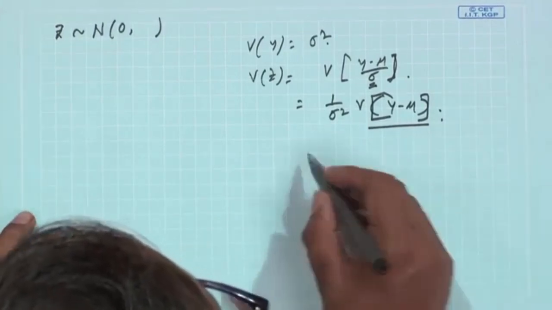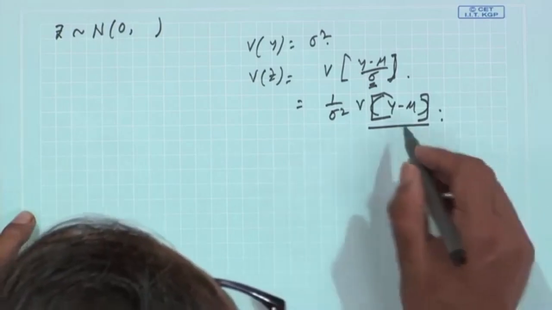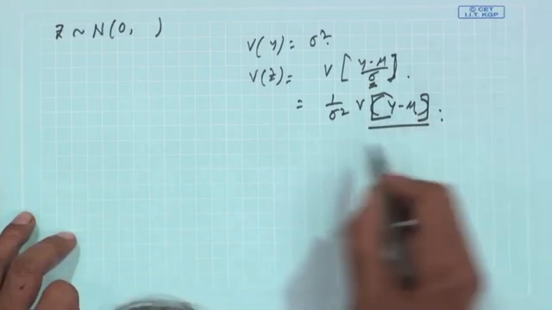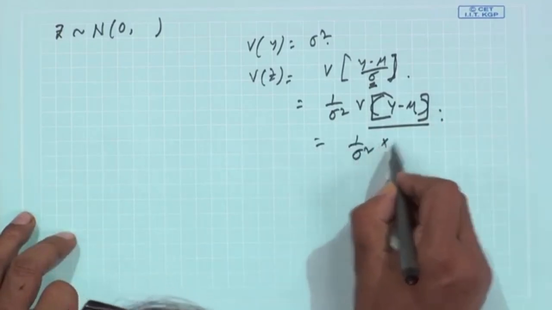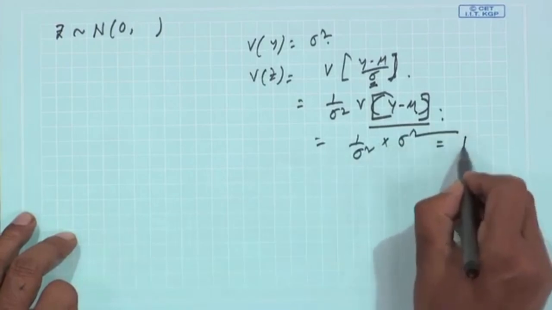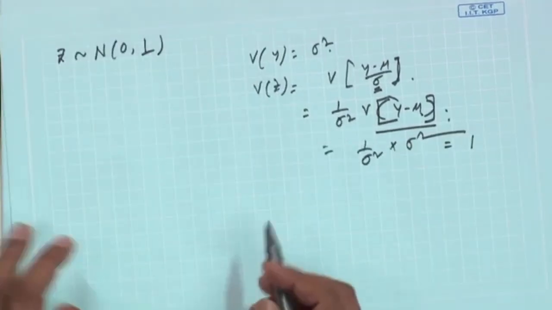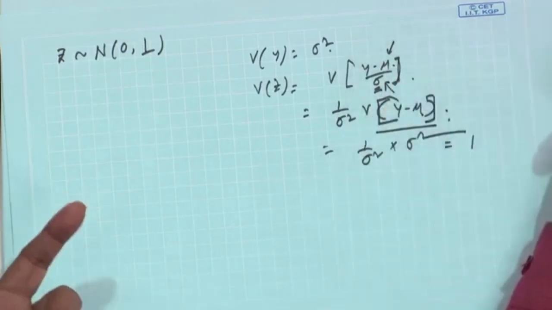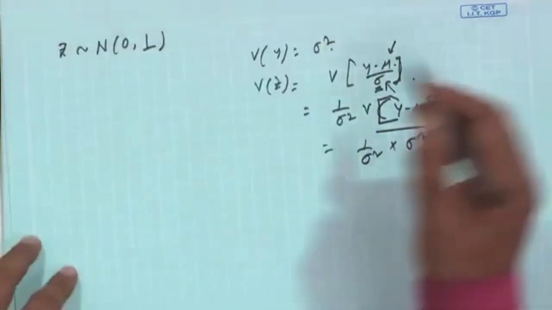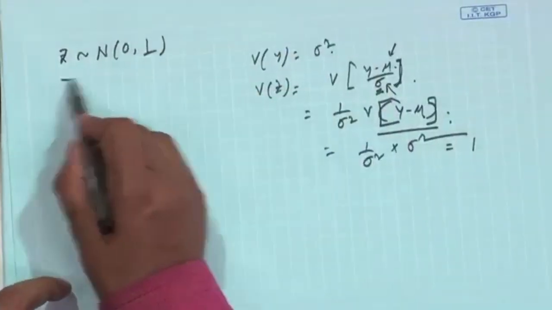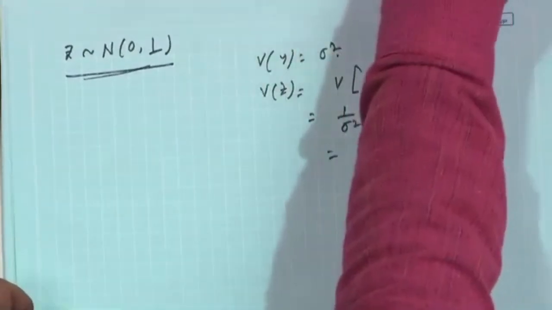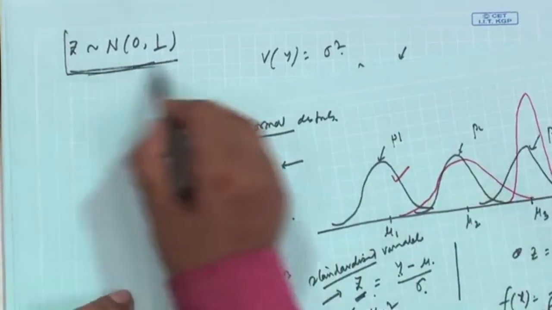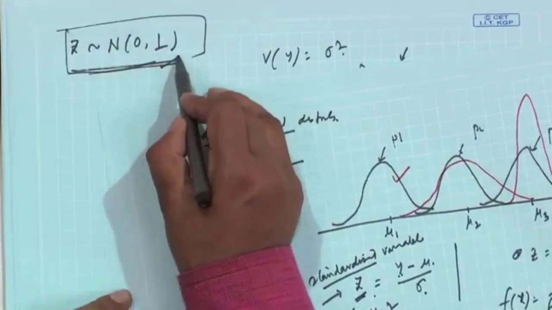Because the variance of mu, a constant, will be 0, that part becomes 0. So this will be 1 by sigma square into sigma square, which is 1. So whether mu is mu 1 and sigma is sigma 1, it is irrespective of the mu and sigma values. When you standardize, everything is standardized to only 0, 1.